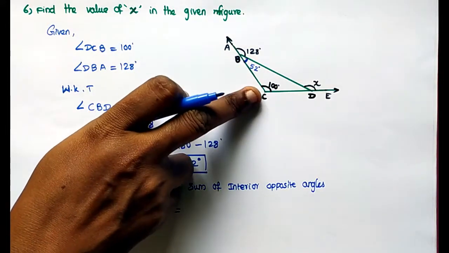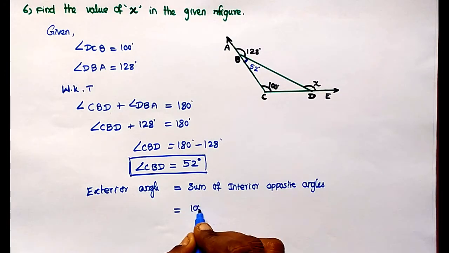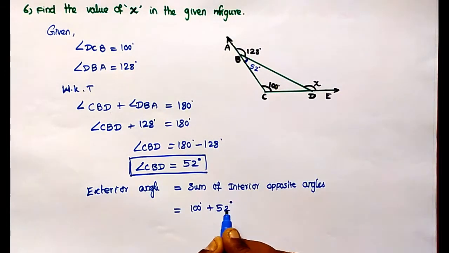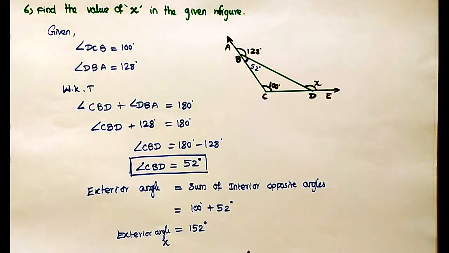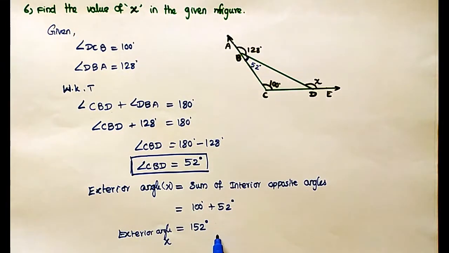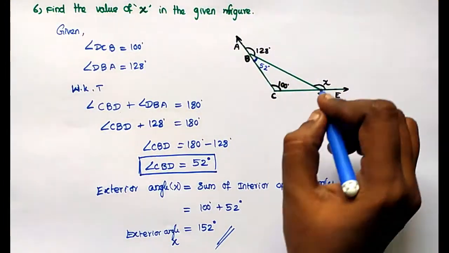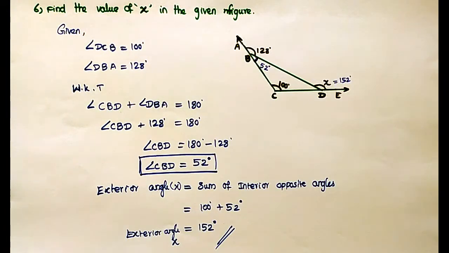Exterior angle equals the sum of the interior opposite angles, which means 100 plus 52. So 100 degrees plus 52 degrees is equal to 152 degrees. That is the exterior angle x. So here, 152 degrees. That is the answer.